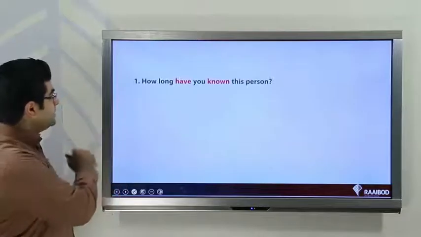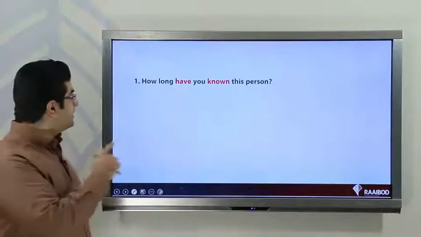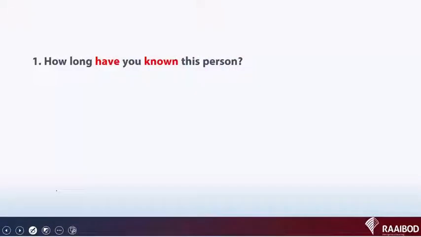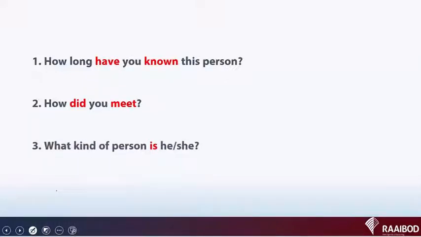It might be better to look at the direct questions here. The first one was, how long have you known this person? What is the tense here? That's right, present perfect. This means you need to cover this tense in your speaking. This can help you score higher. It also shows a wide range of grammatical points for you. The other one is, how did you meet? Which is in simple past.